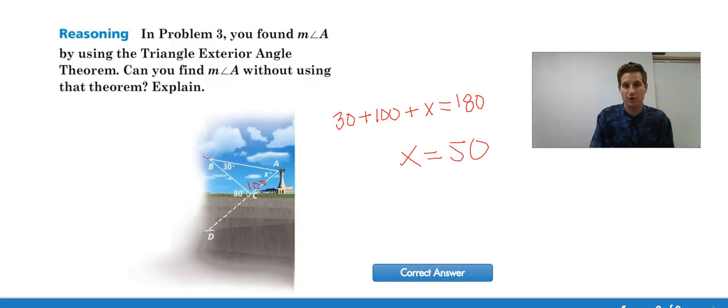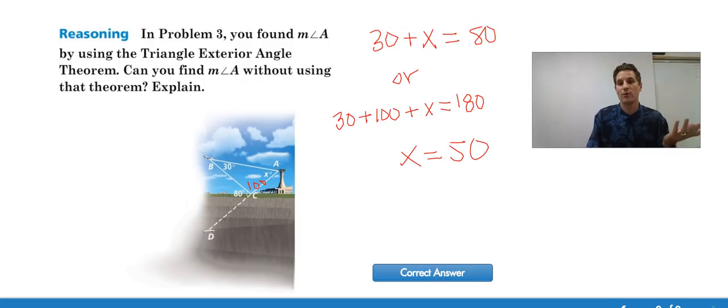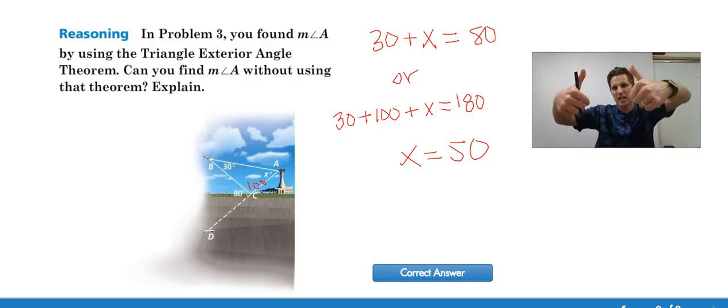So we could do this method, or they showed in the previous example, which we didn't do, the triangle exterior angle theorem, which would add the two remote interior angles and set equal to 80. Either way, do we get the same answer? Yeah.